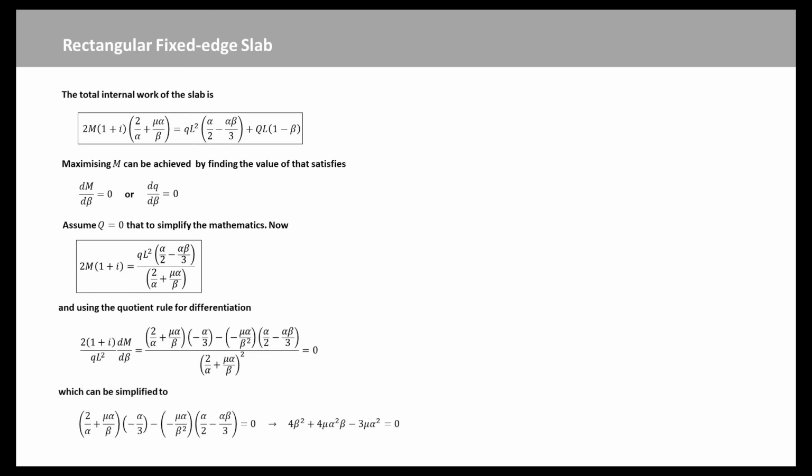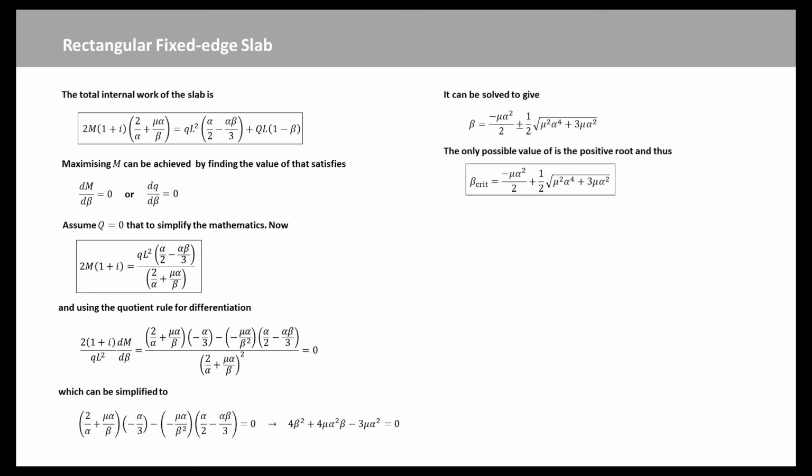Using the quotient rule for differentiation, we obtain this expression, which can be simplified to this quadratic equation. It can be solved to give this beta expression. The only possible value of beta is the positive root. A negative value would indicate yield lines outside the slab. And thus we have this beta critical equation. This can now be substituted back into the 2 times m times 1 plus i equation with capital Q equal to 0 to give the critical solution of the Walker equation.